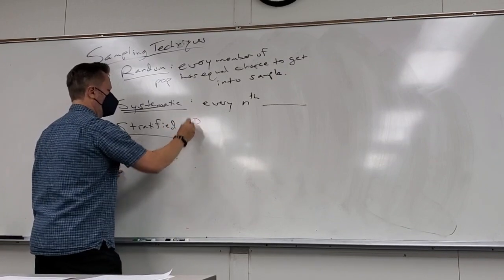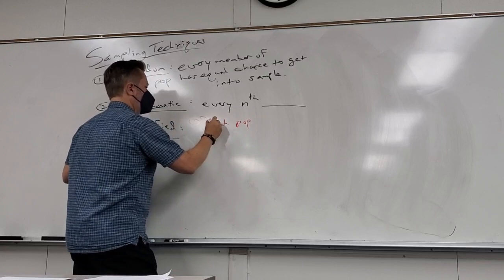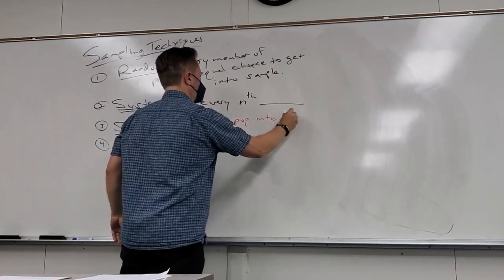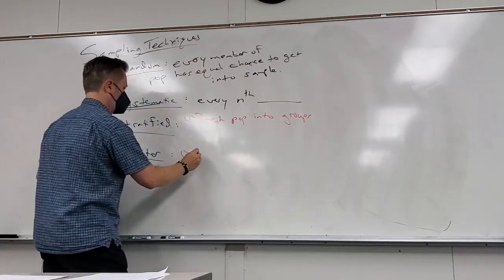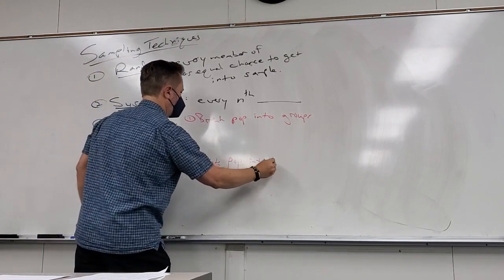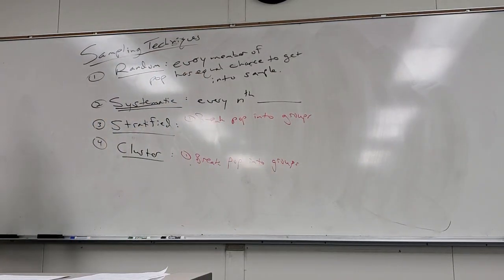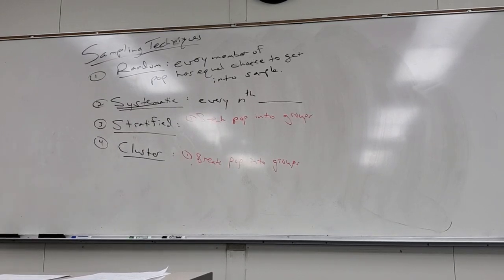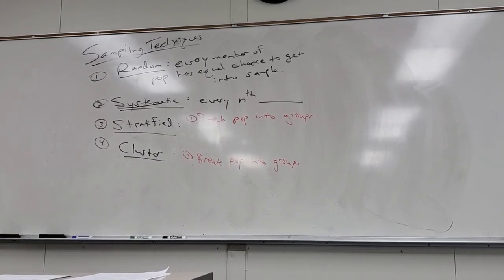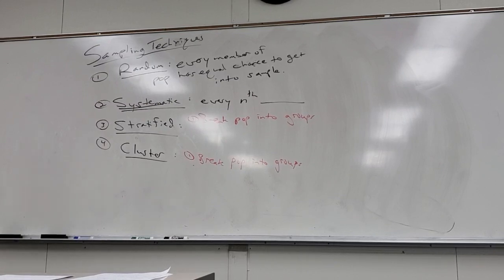Stratify and cluster. Step one is break the population into groups. So step one on both is the same. I don't have to break that population, it already is in groups. But I can have another situation where I break it up like A through J and K through M, so I can break people up by last name or something, right? Here, it's already broken.